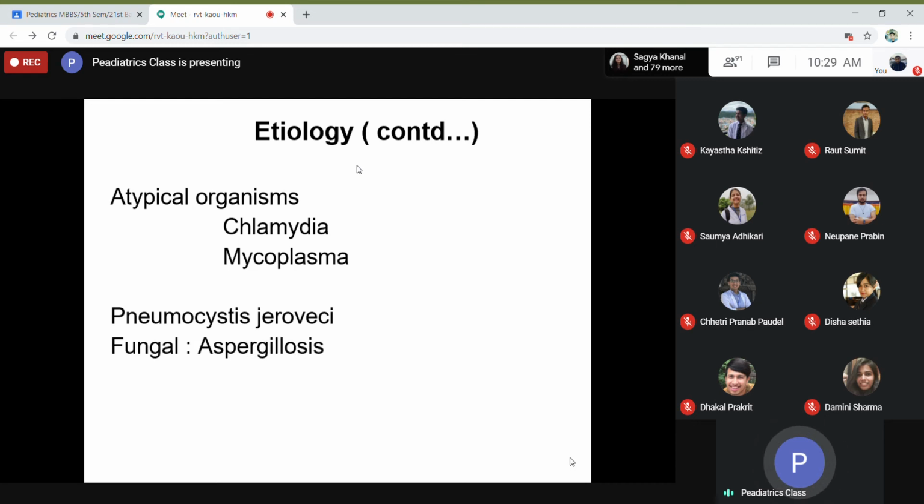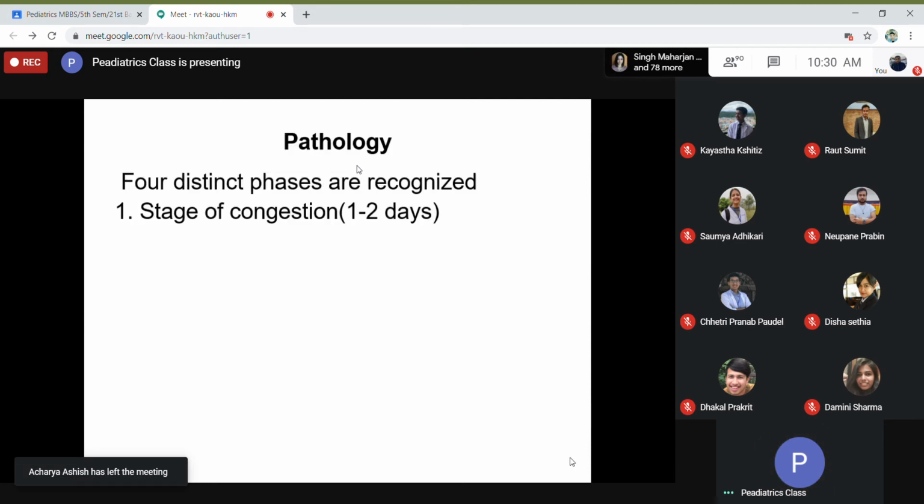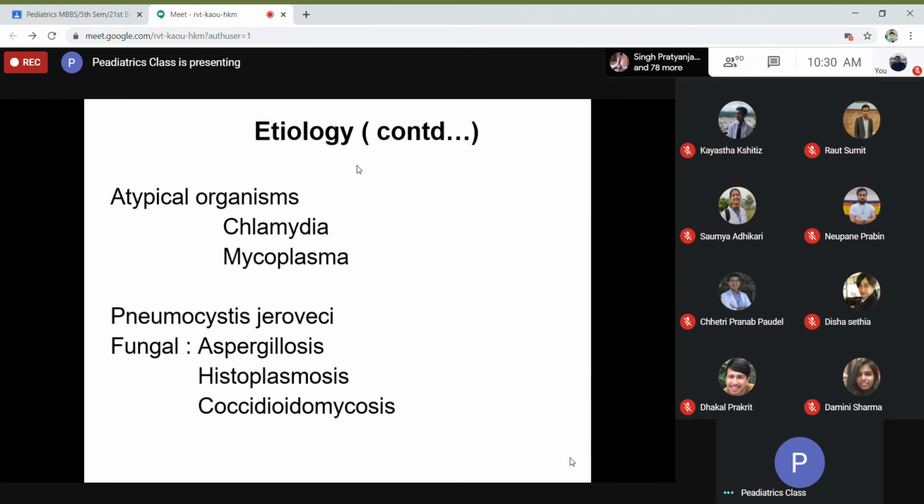In immunodeficiency states like HIV patients, Pneumocystis jirovecii can cause pneumonia. Fungal pneumonias include aspergillosis, histoplasmosis, coccidioidomycosis. Aspergillosis is more common in immunodeficiency patients or children with cystic fibrosis or asthma. So etiological agents include gram-positive organisms, gram-negative organisms like E. coli, Klebsiella, and atypical organisms, Mycoplasma pneumoniae, Chlamydia pneumoniae. And I have not written one of the bacteria, Mycobacterium tuberculosis. It also causes pneumonia. It's very common in Nepal.